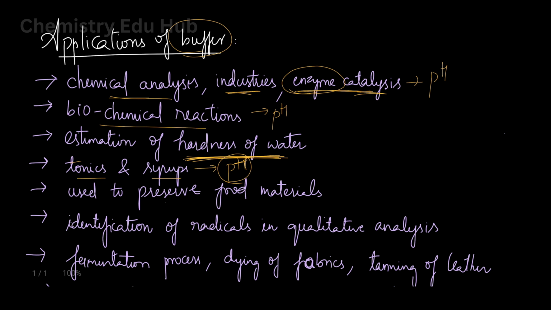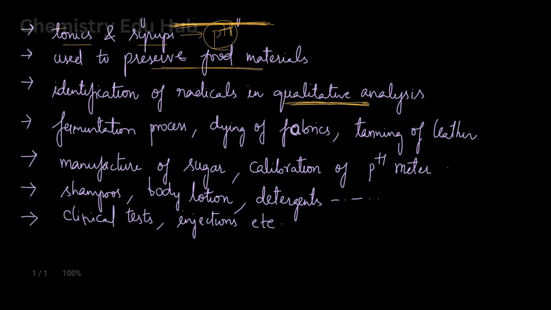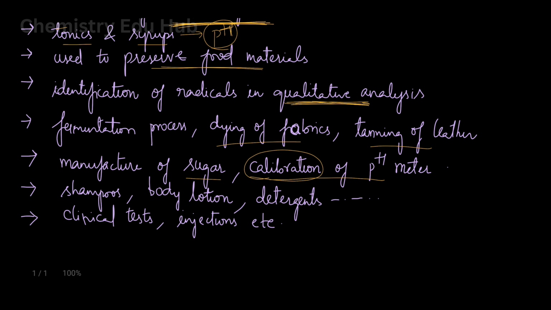It is also used in the preservation of food materials. It is used in the identification of radicals in qualitative analysis, in salt analysis, etc. We use the buffers for identification. It is used in the fermentation process, dyeing of fabrics, tanning of leather. It is used in the manufacture of sugars, calibration of pH meter. Calibration in the sense, before starting any instrument, we need to calibrate or make it 0 so that we get the correct readings. For such calibration, we use buffer solutions.